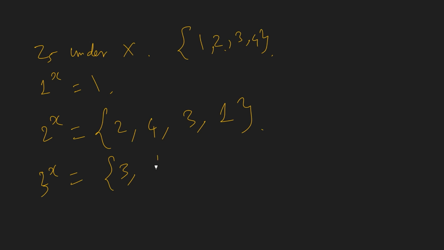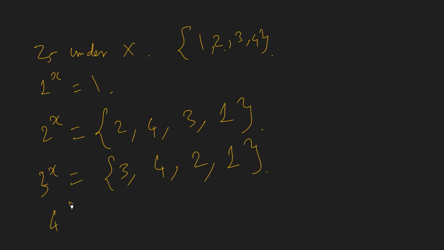Similarly, 3 to the power x, we will get 3 to the power 1, 3 to the power 2 will be 9, which is 4, 3 to the power 3 will be 12, right, which is 2, and 3 to the power 4 will be 6, which is 1. So this also generates the entire set. So here we have only 4 elements.